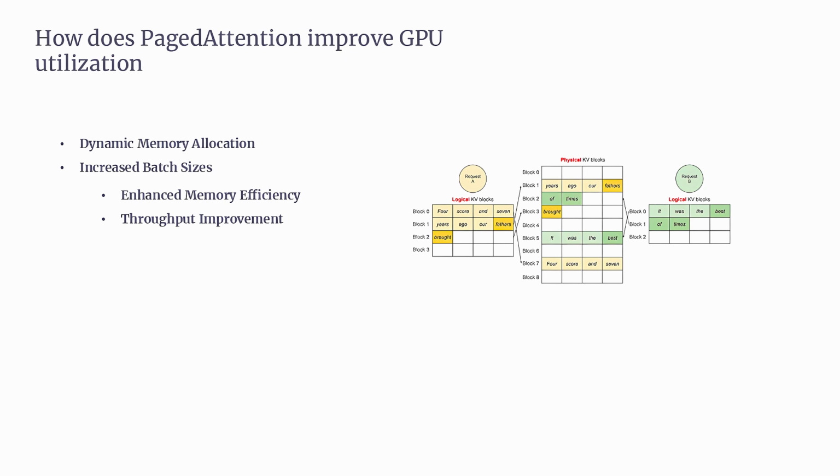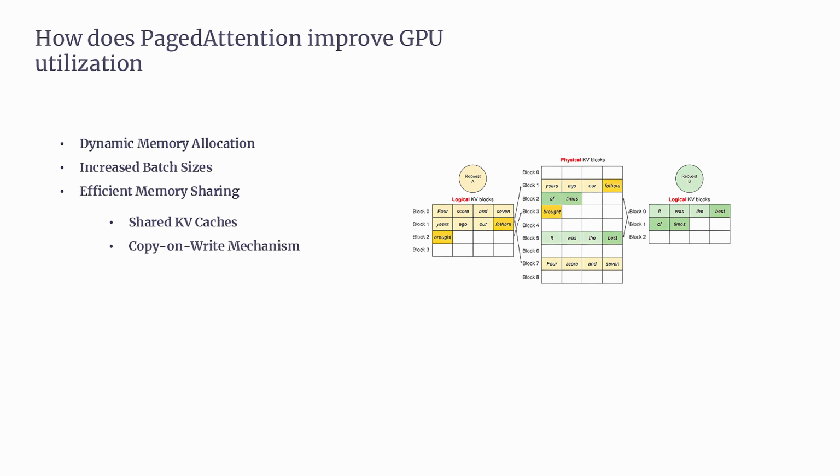The third, efficient memory sharing. 1. Shared KV caches. Paged attention also allows for memory sharing across different requests. This means that when you generate multiple outputs from the same prompt, such as in parallel sampling, the system can use the same KV cache for all these outputs. This reduces the overall memory footprint because instead of creating duplicate caches for each output, the system can share the same memory blocks.